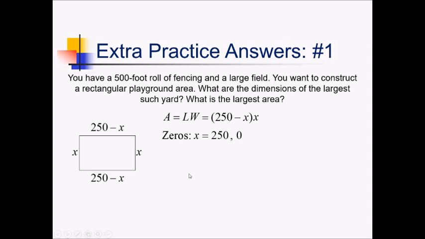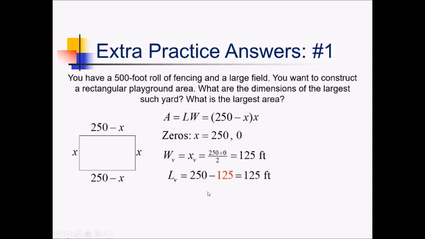So I'm going to say width equals x value of the vertex equals (250 plus 0) over 2. Again, basically averaging the zeros together. Basically 250 over 2, that's going to be 125. That's going to be in units of feet for this problem. Now to find the length, because we also need that to know the area, the length is going to be 250 minus 125, which is going to be also 125 feet. So this ends up being a square that maximizes the area.